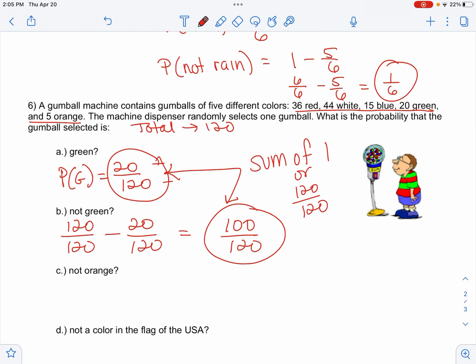Not orange, so I could add up everything that's not orange, but if I know that the probability that it's orange is 5 out of the 120, that's easier than to figure out that not orange is going to be the other 115 out of the 120.